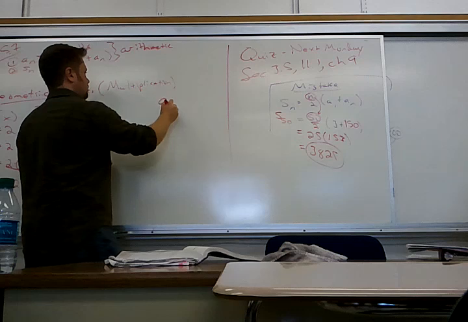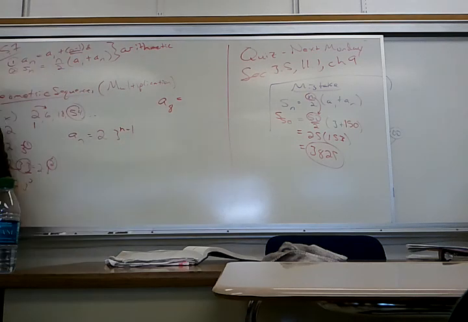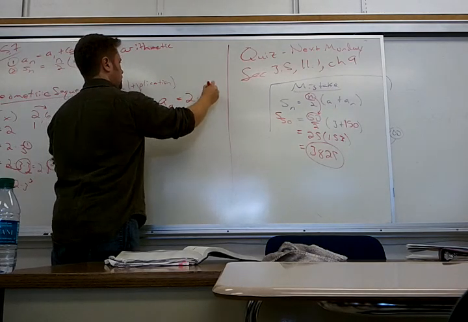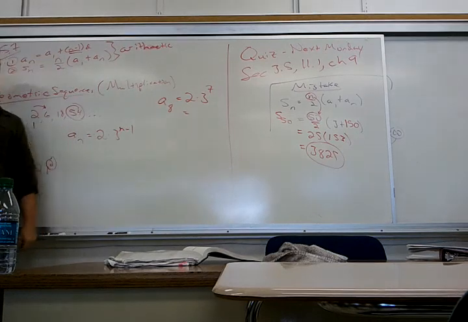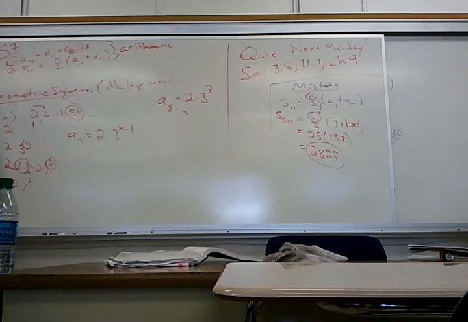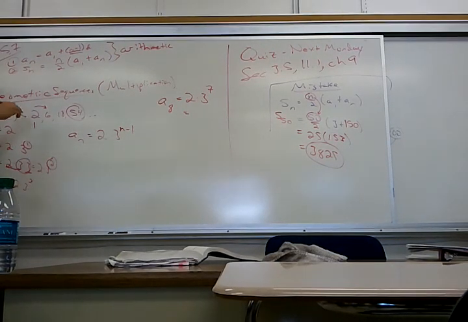Let's say the 8th term. How would you set that up? It would be 2 times 3 to the 7th. Where did the 3 come from? Because what do I keep multiplying by? 3. 2 times 3 is 6. 6 times 3 is 18. Okay.